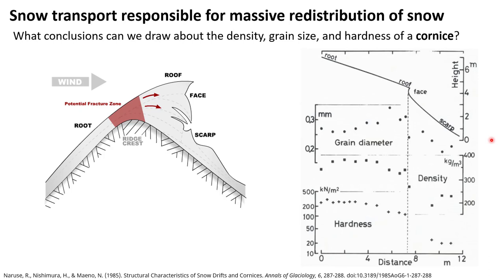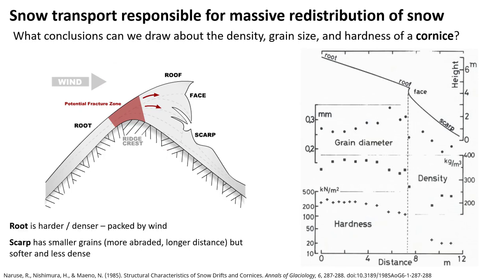And so pause the video here and see if you can come up with a hypothesis to this question, which is, what conclusions can we draw about the density, grain size, and hardness of a cornice based on these four different regions, and what you know about the wind direction and the anatomy of one of these cornices?